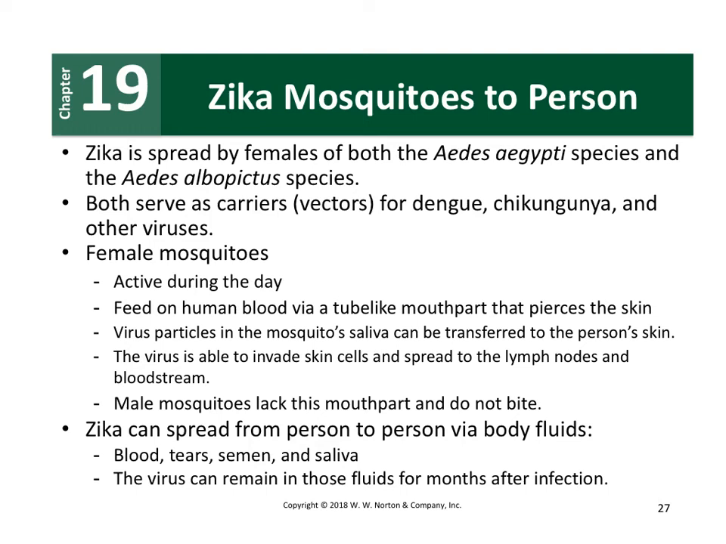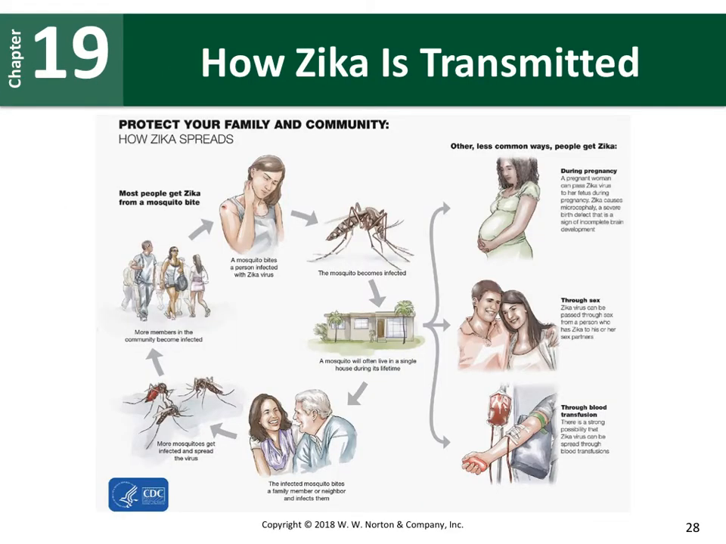Zika can spread from person to person via body fluids, but mainly from mosquitoes. But there was some evidence of Zika being transferred in semen as a sexually transmitted disease among partners, but not really all that much. Okay.